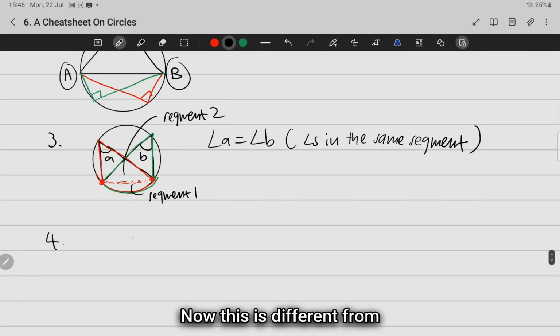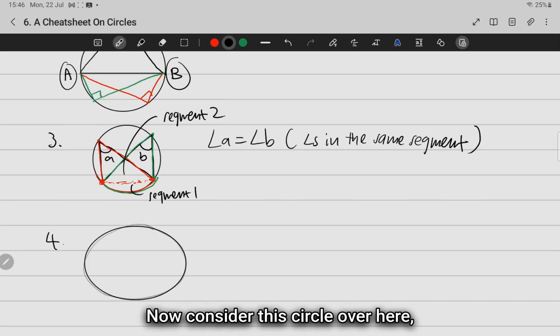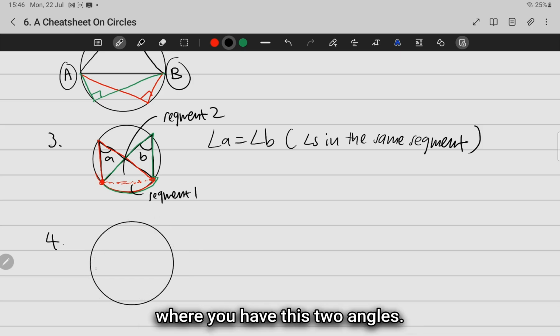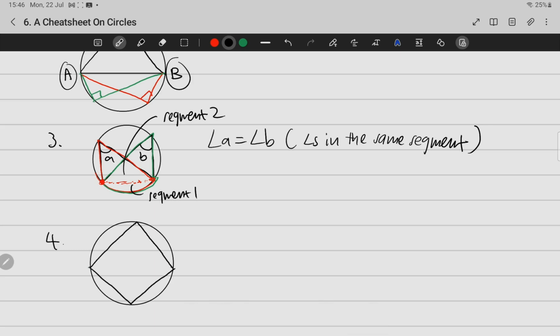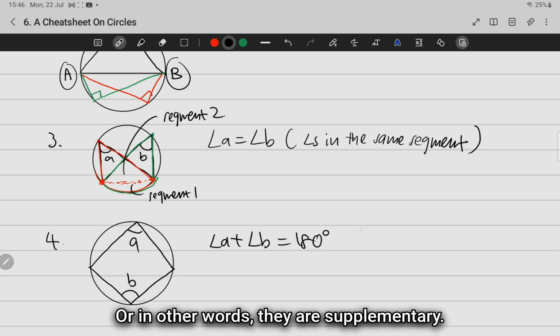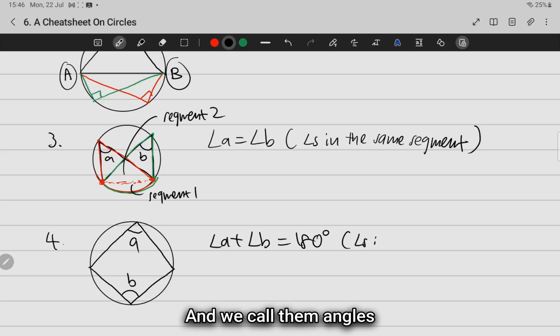Now this is different from this fourth property over here. Now consider this circle over here, where you have these two angles. So this is one angle, and then this is another angle. These two angles, A and B, they add up to 180 degrees, or in other words, they are supplementary, and we call them angles in opposite segments.